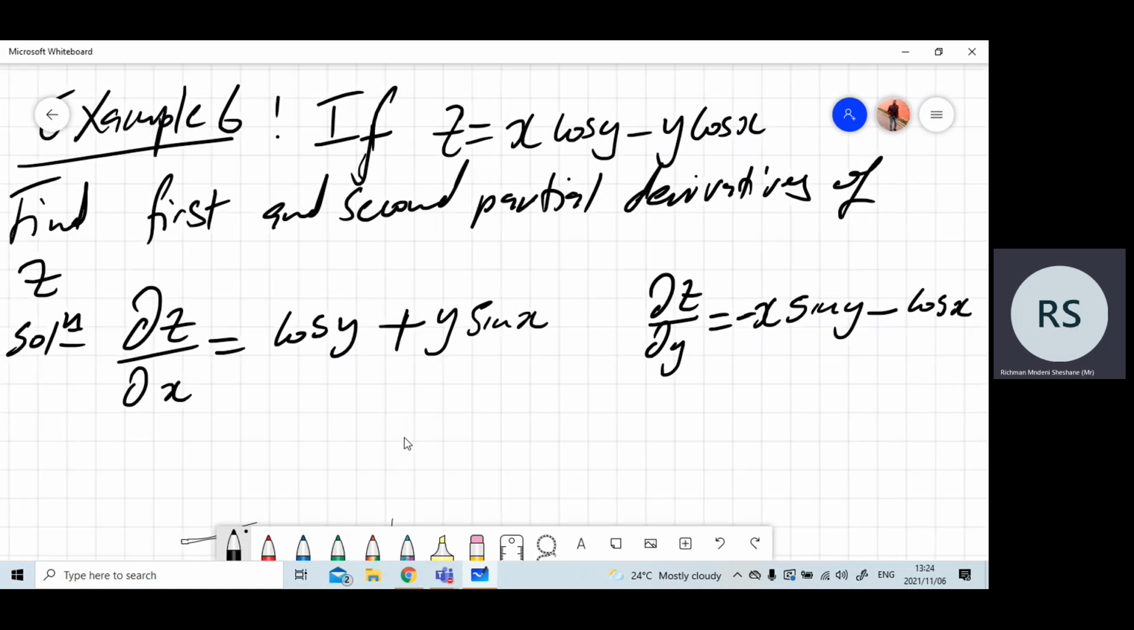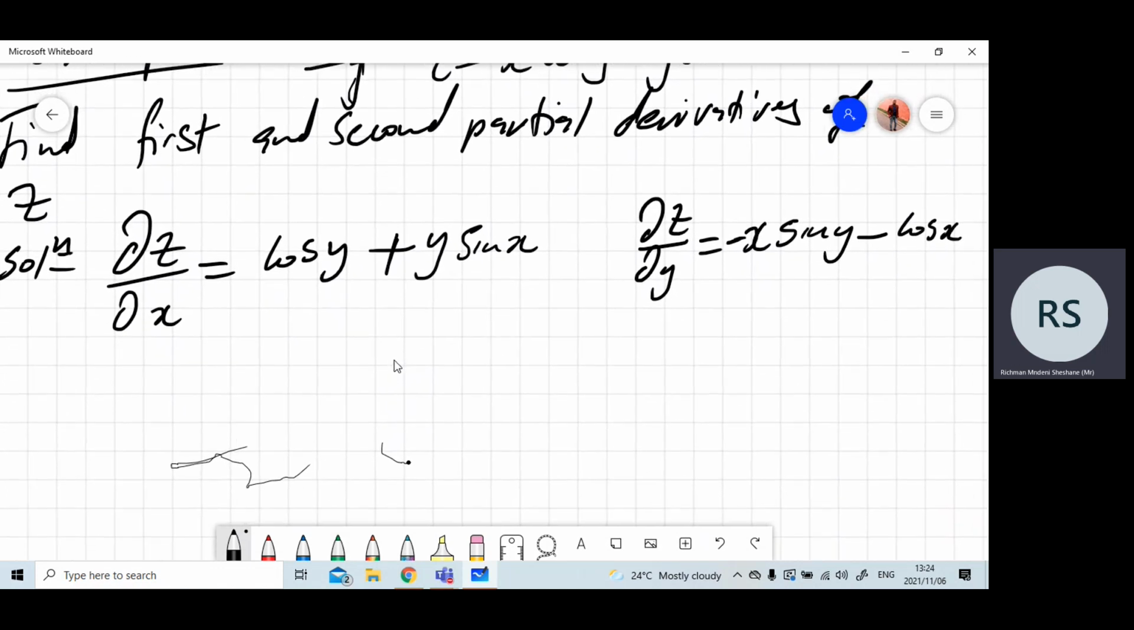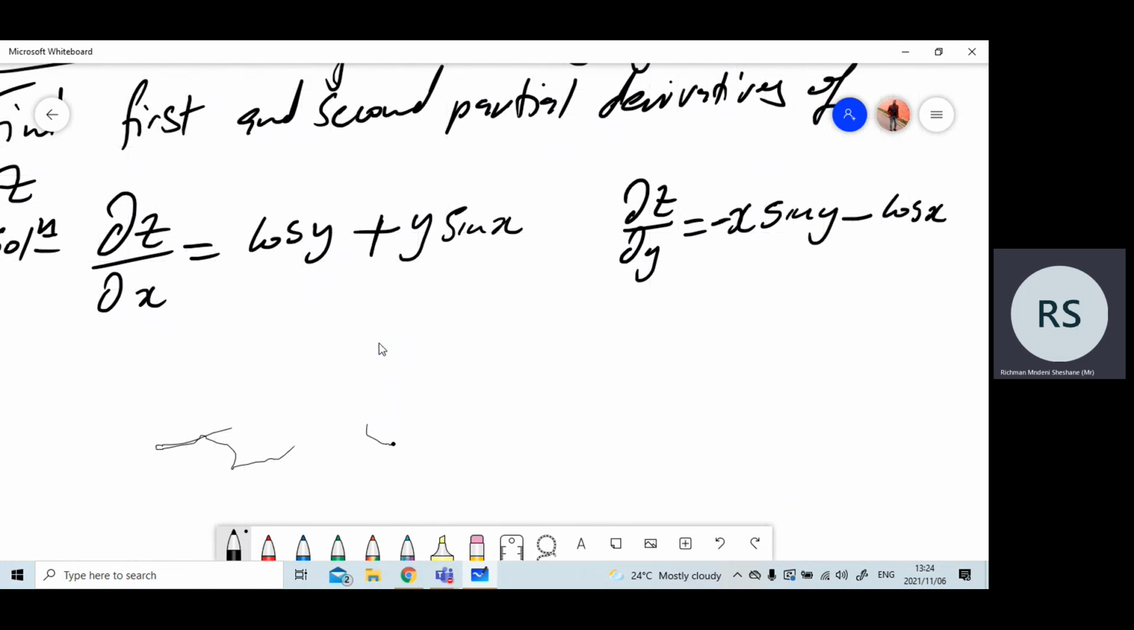So the second partial derivatives, there are going to be 4. Because you'll get 2 from the first partial derivative with respect to x, and another 2 from the first partial derivative with respect to y.